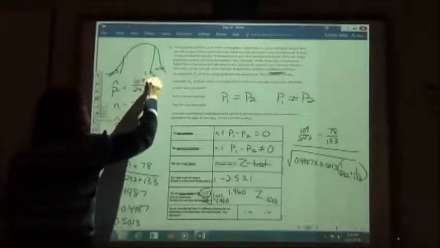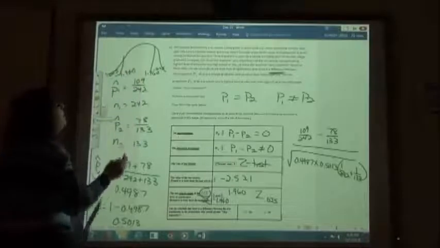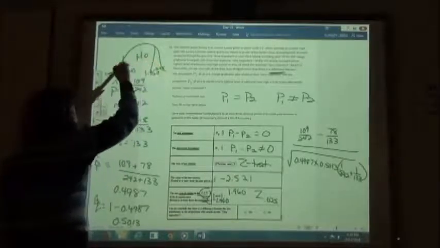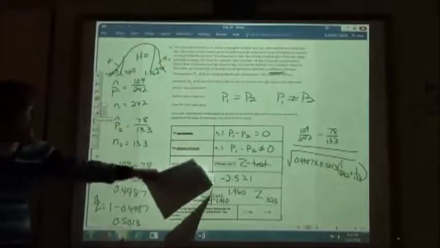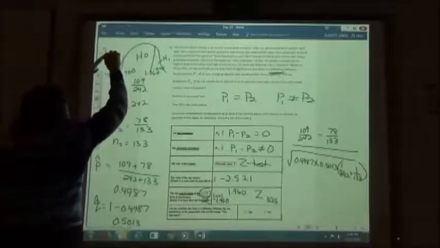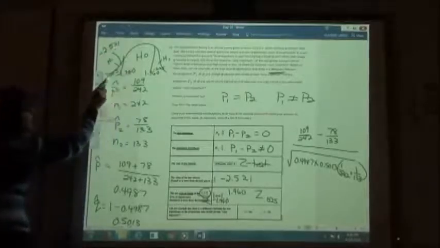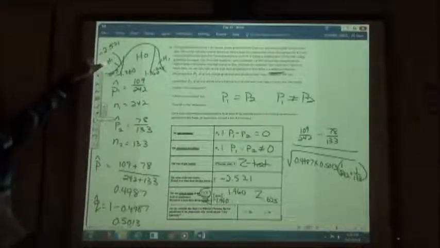So 1.960 would be the value here, negative 1.960 would be the value here. Our null would be in the middle. Our alternative ones would be if I'm on the two ends. So I'm going to look at my test value and decide where would my test value fall. Is it way to the left? Is it in the middle of those two numbers, or is it on the right side? It's on the left. Negative 2.521 is less than negative 1.960. So since it's on the left, we're in the H1 section.